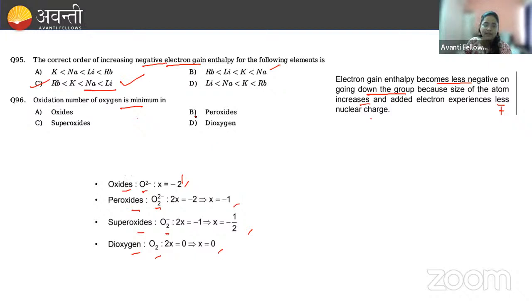Which is minimum? Less. So oxides are having less oxidation number. ठीक है? Yeah, very good.